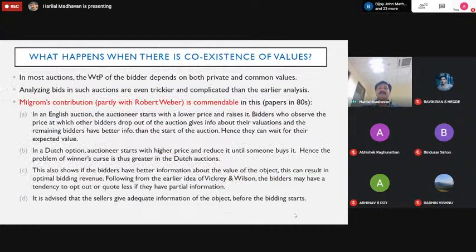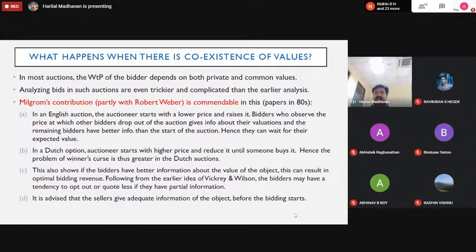So that's true. So here, in the case of coexisting values, if there are common values as well as private values, in most of the auctions, the demand of the bidder, or the willingness to pay of the bidder, depends on both these values. Okay. Analyzing this, that's a major contribution of Milgrom, one of the Nobel laureates. He has done commendable work in the 1980s.